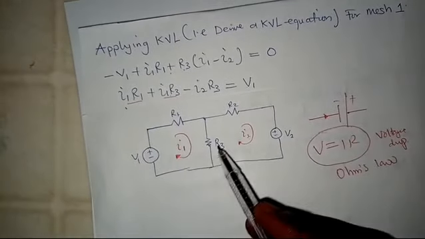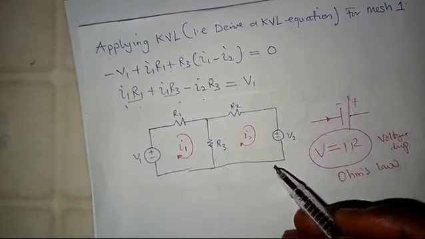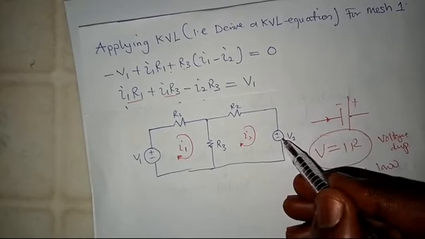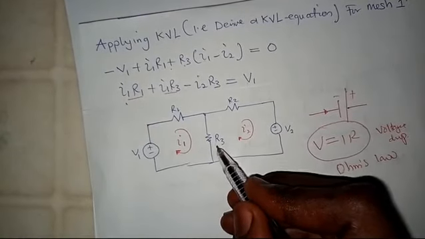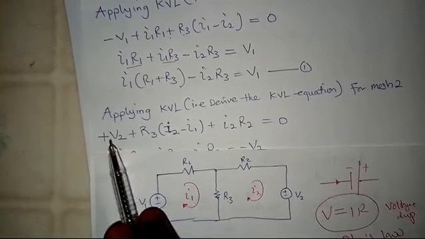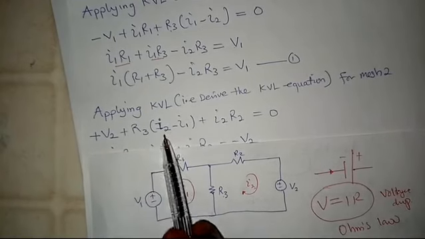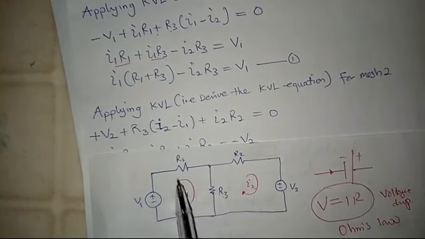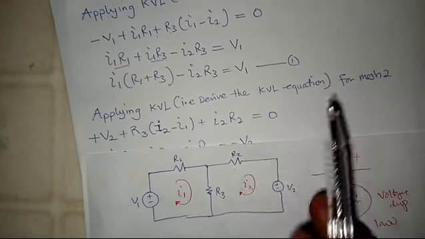Now applying KVL also to mesh 2. Look at mesh 2 here. As you can see, this voltage V2 is flowing from positive to negative, which is the inverse of the direction of current. So that's why we have this to be positive. And this resistor R3 is lying between mesh 1 and mesh 2. But this one is positive as stated. And this one, because you're at mesh 2, I'm going to say I2 minus current in mesh 1, plus the voltage drop I2 R2, equals 0.